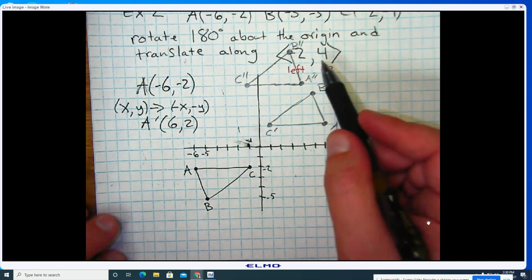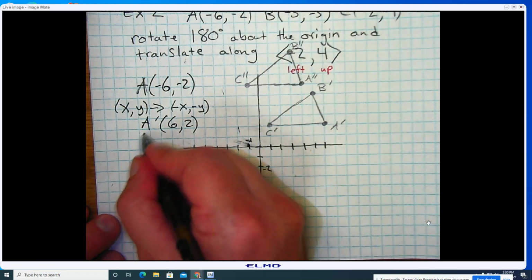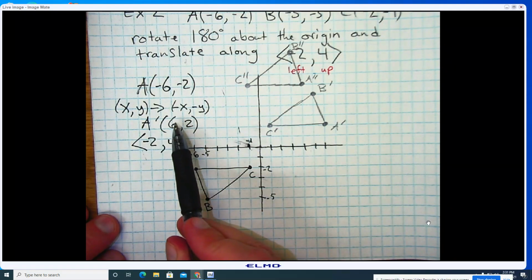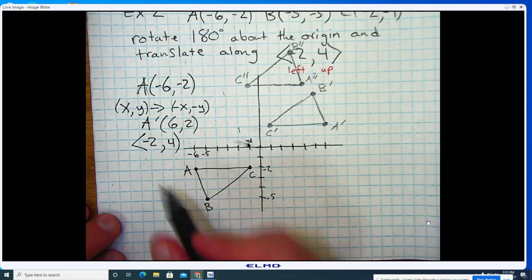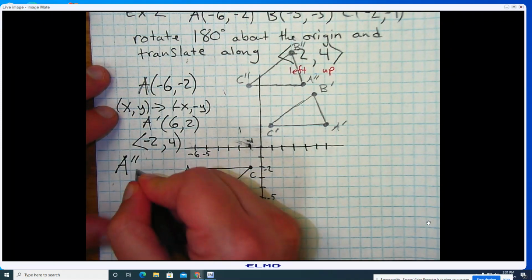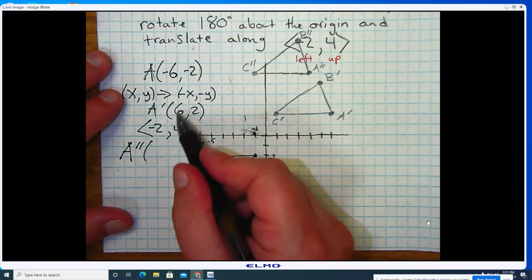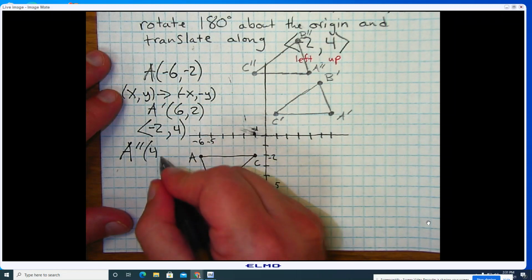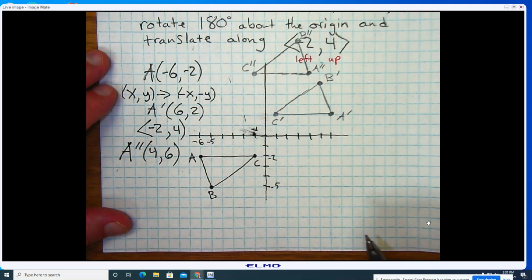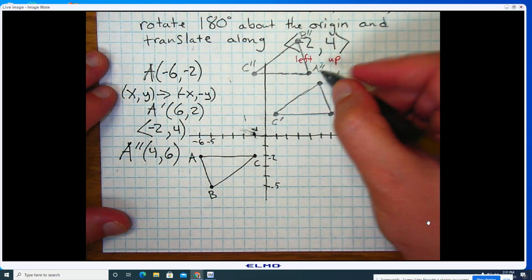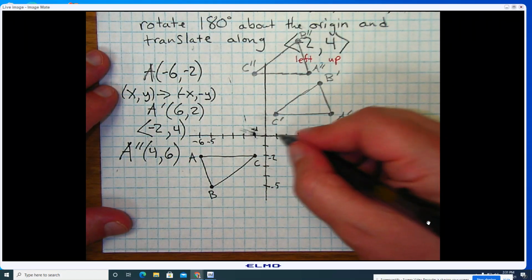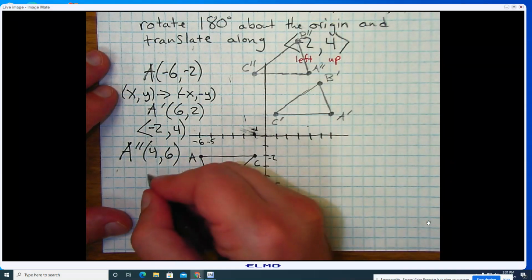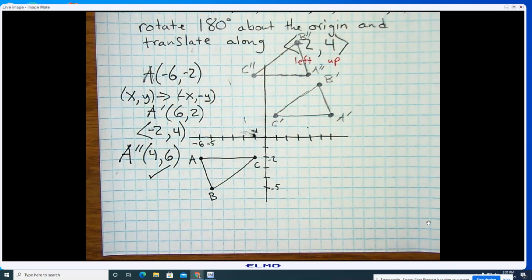Then we apply the vector to it, -2, 4. So I'm subtracting 2 from the x component and adding 4 to the y component. This gives me A double prime equal to 6 minus 2 is 4, and 2 plus 4 is 6. Let's check. Did A land on the point 4, 6? A double prime: 1, 2, 3, 4, 1, 2, 3, 4, 5, 6. And yes, it checks out. So we can do it either way.